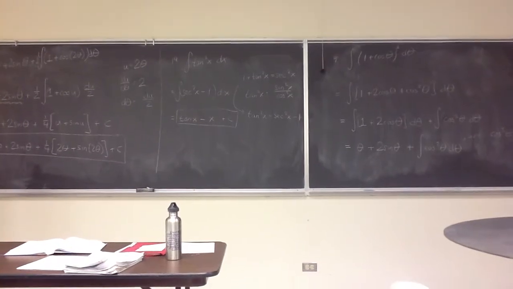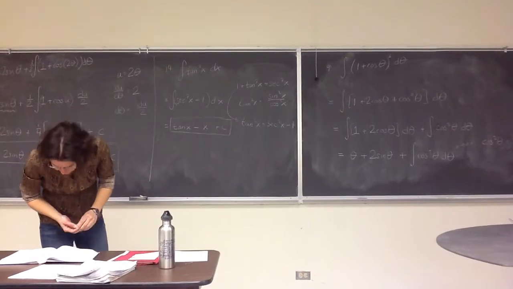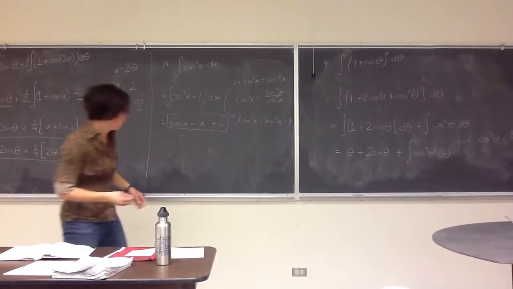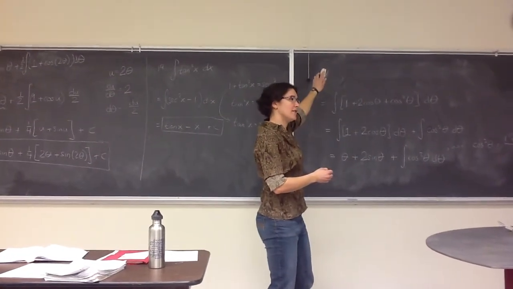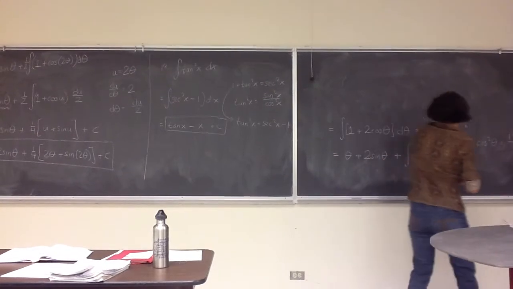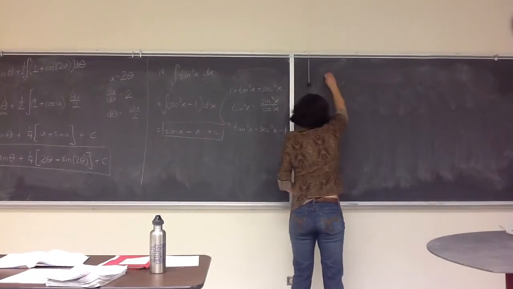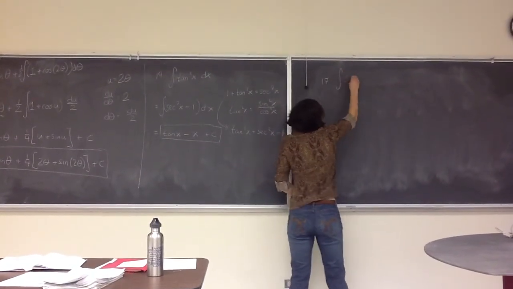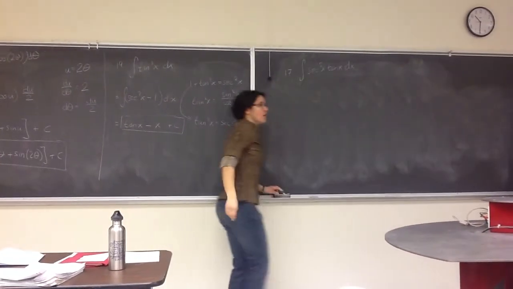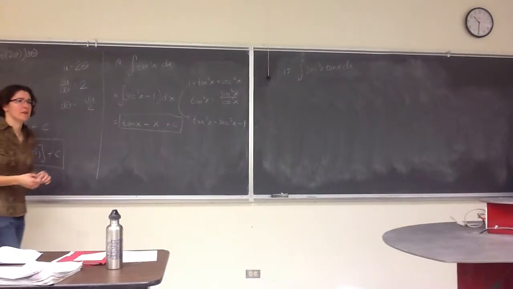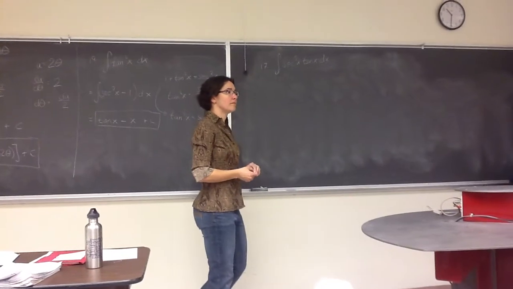Questions or comments? Yes? Can you go over 17? Number 17? Okay. You're Nick, right? Great. In 17 we have the integral of secant squared x times tangent x dx. Nick, what did you try on this problem? The first time I tried substituting u for secant x.